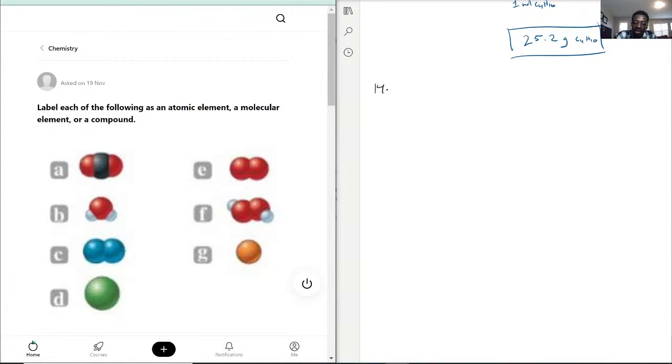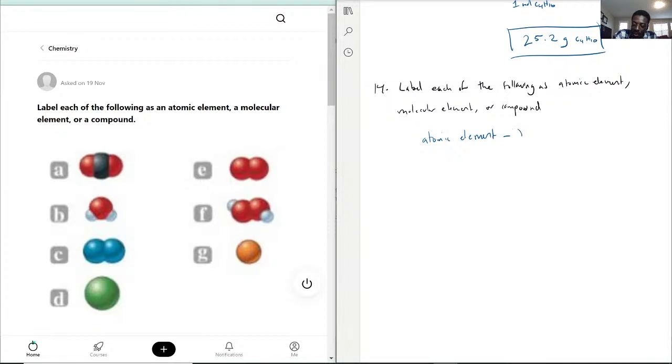It's asking us to label each of the following as atomic element, molecular element, or compound. So for this question, it may seem relatively simple, but we first need to really understand what it means for each one. So an atomic element, based on at least this question, is something that's by itself.